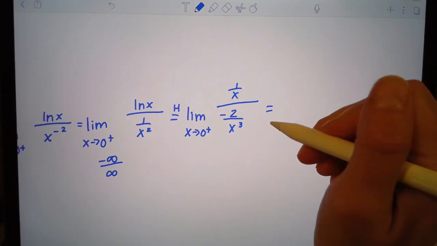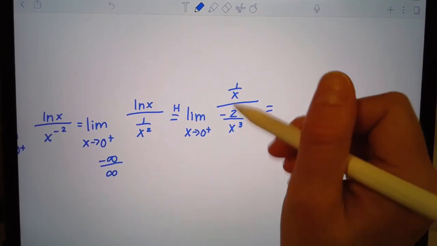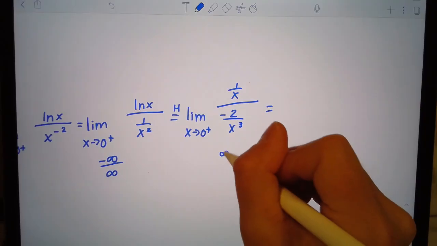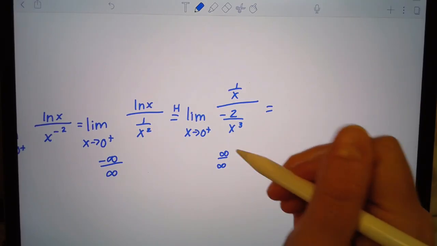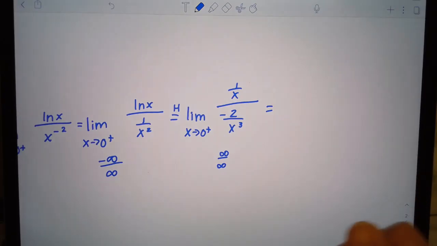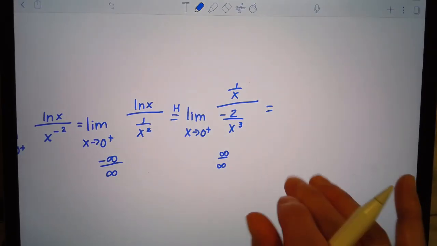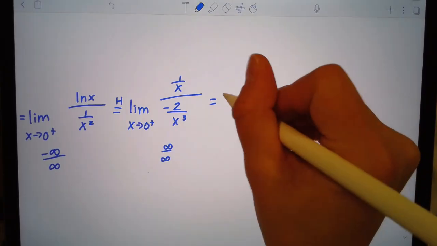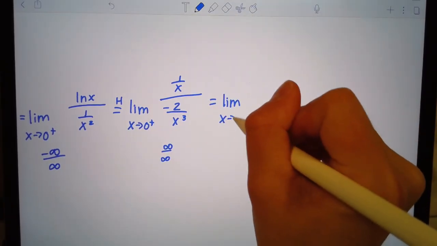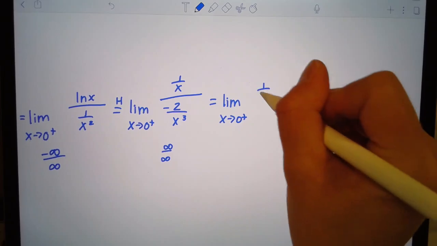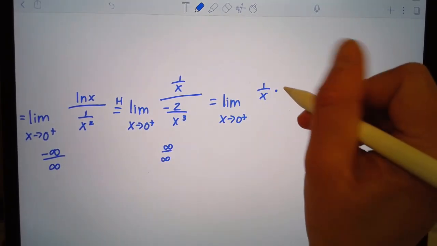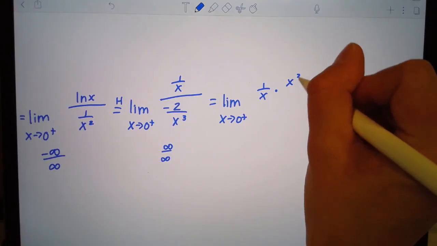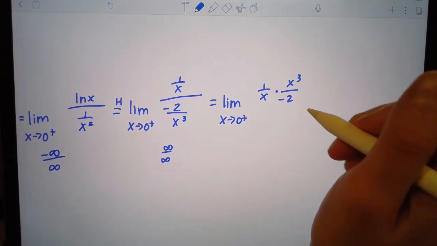So then the next step after L'Hopital's rule is, if you look at it right here, you still have infinity over infinity. So if you didn't do any simplifying, you might think you just need to take L'Hopital's rule again, and maybe again and again and again. But let's at least simplify it first. So here we have 1 over x, and then we're dividing by, so that's the same as multiplying by the reciprocal, x cubed over negative 2, something like that.